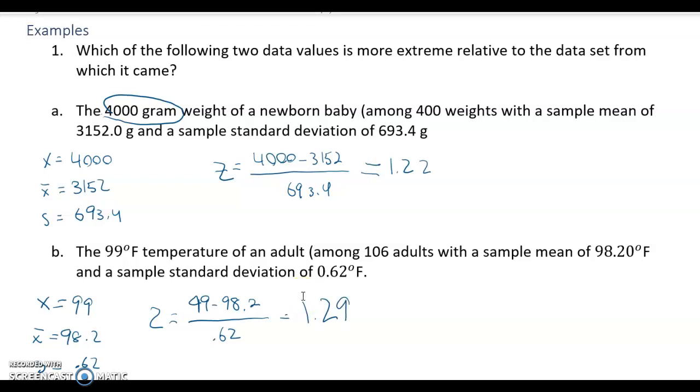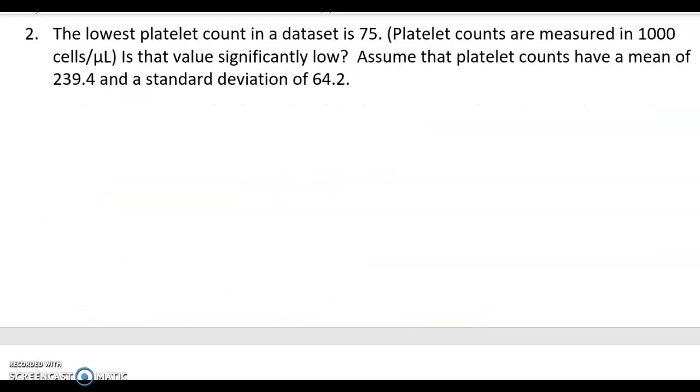So that means that the temperature of 99 degrees is more extreme relative to its data set. Why? Because the value is more standard deviations away from the mean of its data set, because 1.29 is greater than 1.22. For our final example, we have the lowest platelet count in a data set is 75.